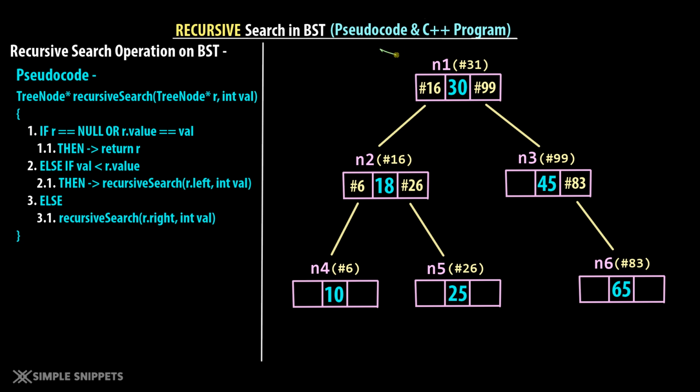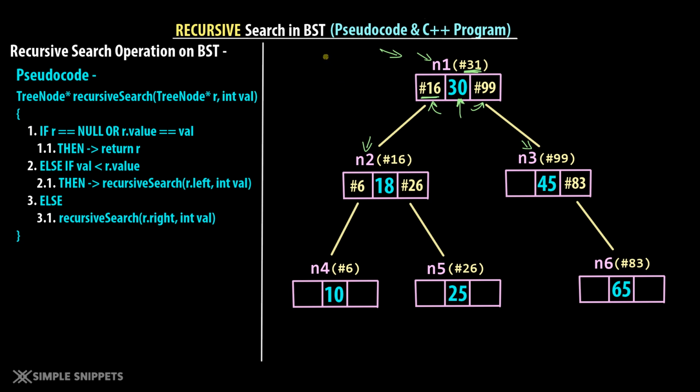So on the right hand side, this is our binary search tree. This is the root node n1 which is created at an address of #31 and this is the value which is the center element in this node. So this pink structure is the node structure. The left and right elements are nothing but pointers which store the address of the left and right child respectively. These addresses are not real, they are fake addresses, they are just for representation purpose.